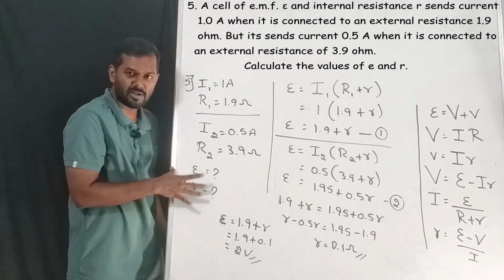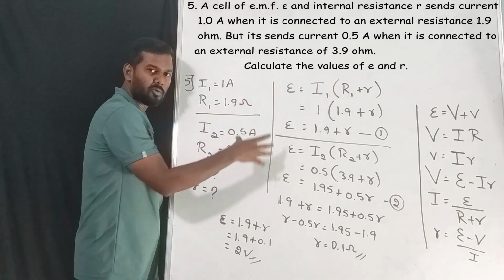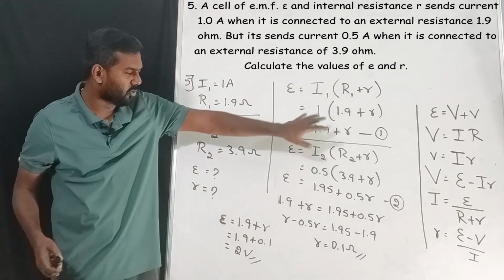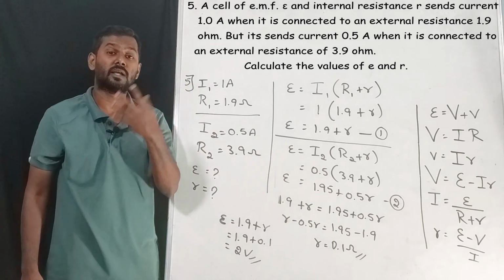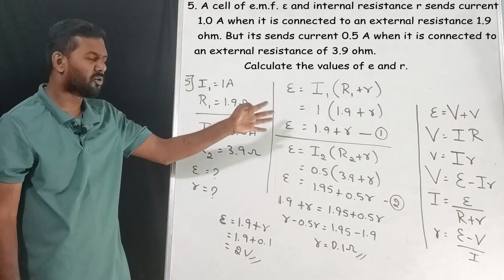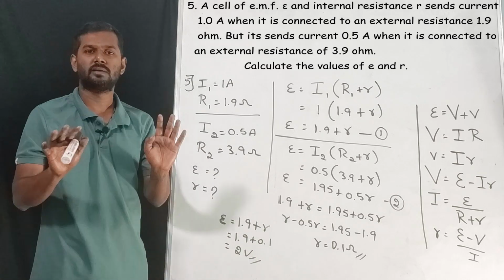See, first write the given data. According to that, write the formulas. So if you don't know that, you will get two equations. Sometimes you will get these kind of equations, sometimes you will get simultaneous equations. Okay, you can go for any method, but the answer will be same.